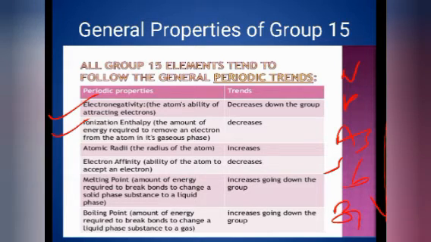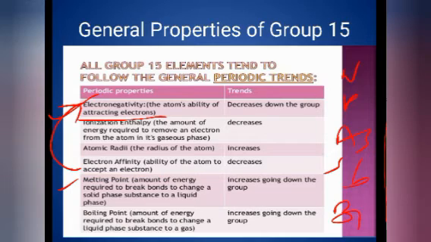So try to understand: maximum students get confused between electronegativity and ionization enthalpy. Electronegativity is the atom's ability to attract an electron, and ionization enthalpy is removing the electron from the outermost shell. So it is also decreasing, as electronegativity was decreasing. Atomic radii is increasing, obviously, because of the increase in atomic shells. Electron affinity is decreasing. It is also the ability of an atom to accept an electron. Electronegativity is the force of attracting the electron, and electron affinity is the tendency to accept an electron.